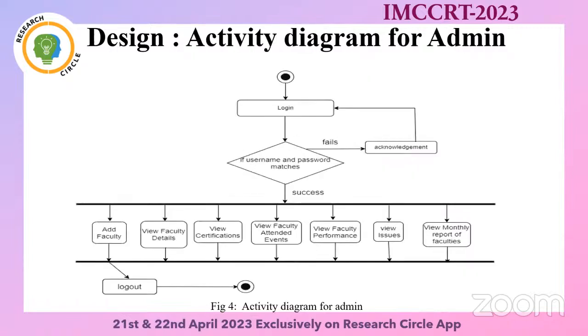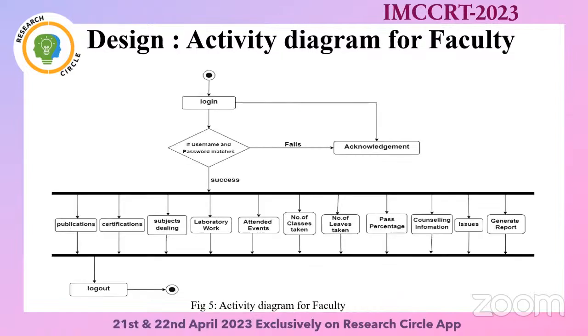And this is the activity diagram for admin. Admin can log in with their credential. If he fails, an acknowledgement will appear that you are not authorized, a failure. If successful, these are the modifications or updates that will be done by the faculty. There is a logout functionality. The same will be done for the faculty module also.